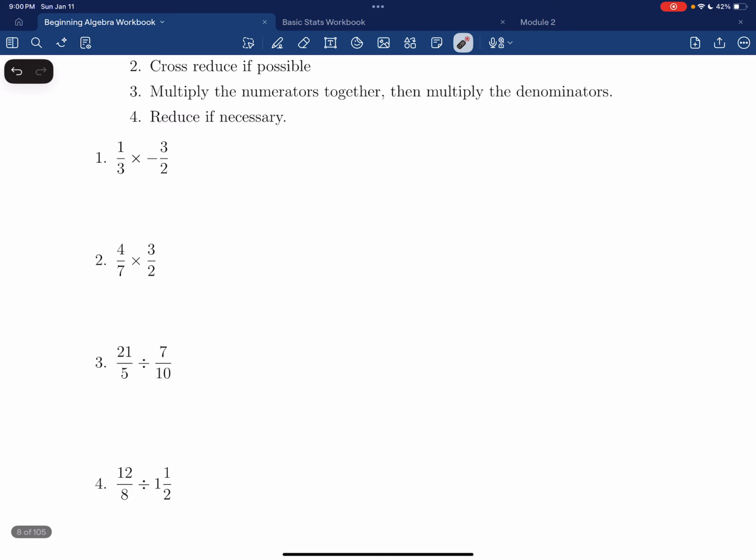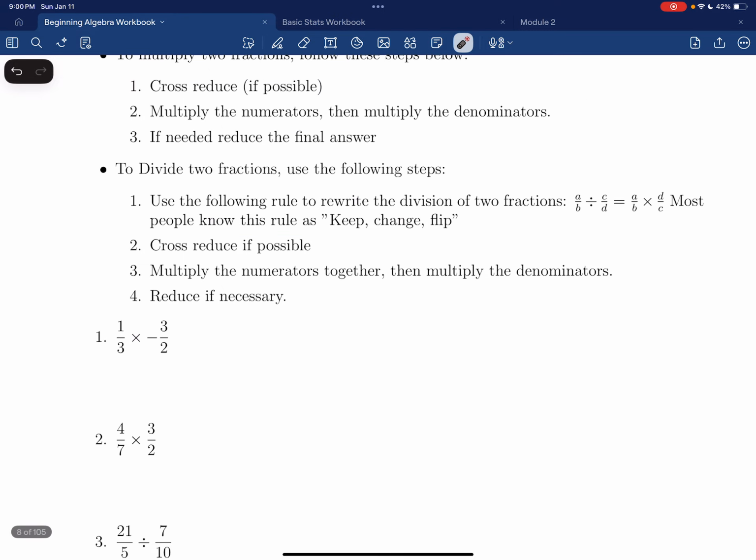All right, so let's get into some example problems. So for example number 1, technically, you don't need to cross-reduce when you're multiplying fractions. So I'm going to show you both ways. I'm going to show you how to multiply fractions when you don't cross-reduce, and I'm going to show you the same example when you do cross-reduce, and then you can compare why we would cross-reduce, because when we cross-reduce, we make our lives a little bit easier, but we'll see why.